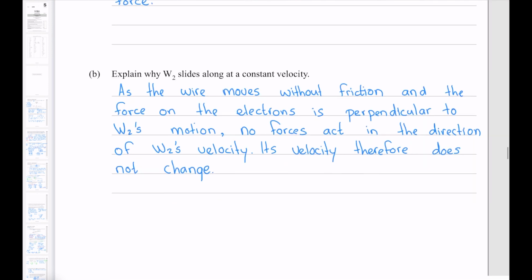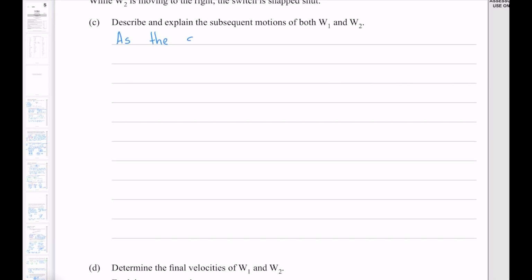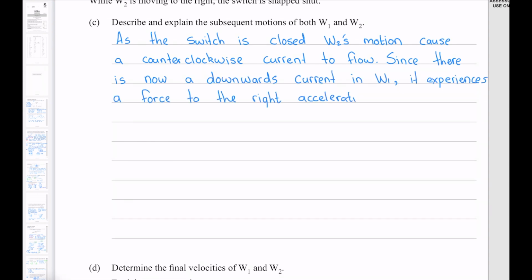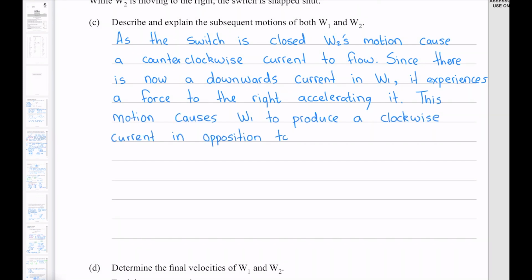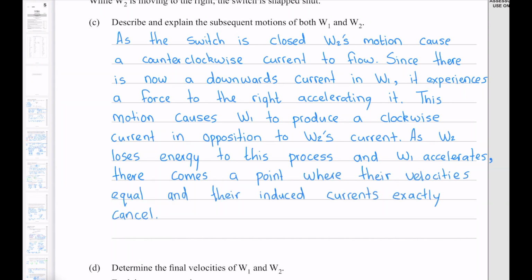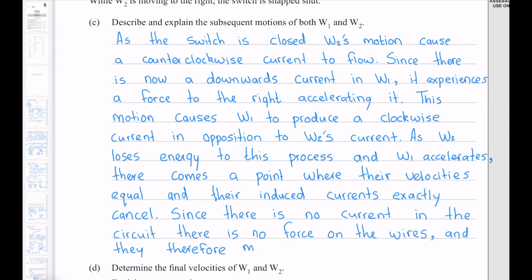So let me go ahead and phrase that. As the switch is closed, W2's motion causes a counterclockwise current to flow. Since there is now a downwards current in W1, it experiences a force to the right, accelerating it. This motion causes W1 to produce a clockwise current in opposition to W2's current. As W2 loses energy to this process and W1 accelerates, there comes a point where their velocities equal and their induced currents exactly cancel. Since there is no current in the circuit, there is no force on the wires, and they therefore move at the same constant velocity.